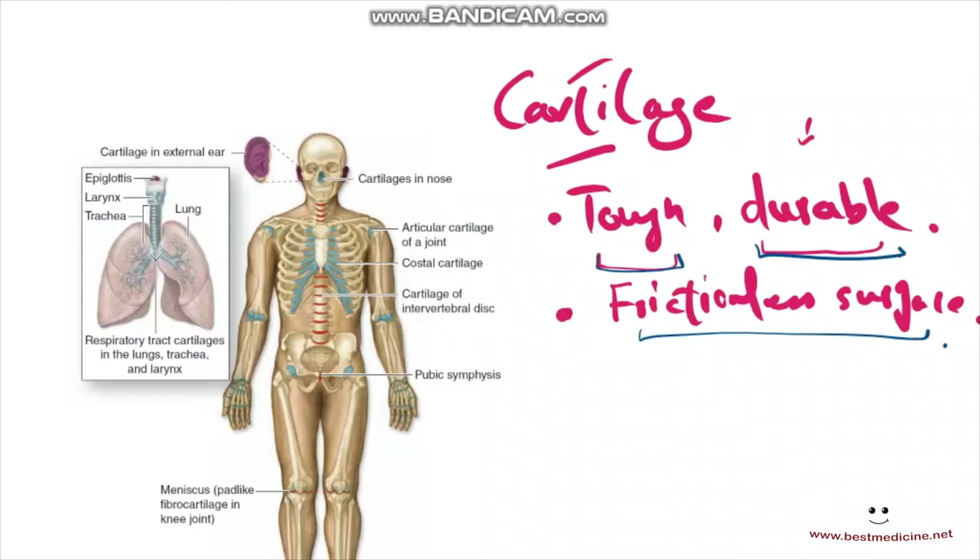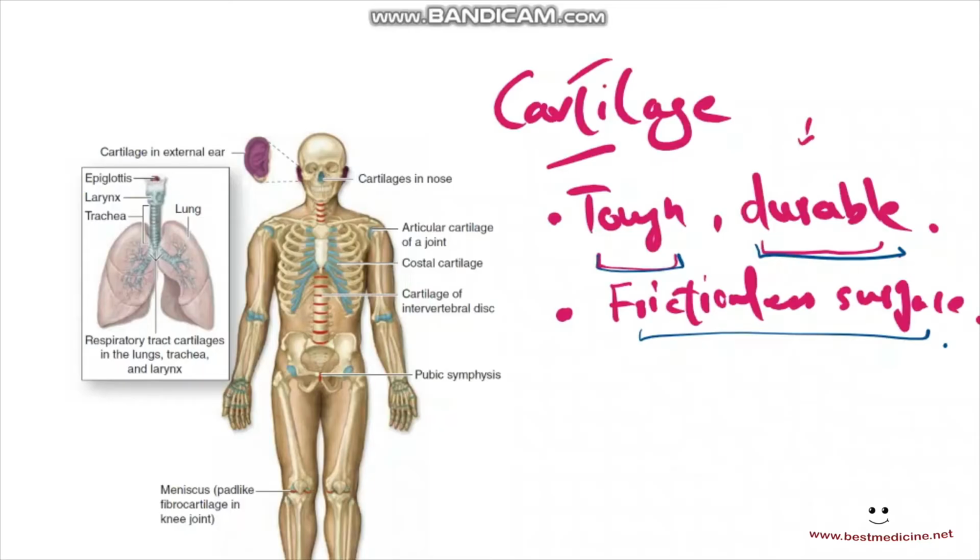So the functions that it performs would obviously be related to these characteristics. If it has a frictionless surface, then it is found in articulating joints to help reduce the friction between moving joints, sliding joints, right? Similarly, if it's tough and durable, then it can be used for shock absorption, or shaping different body structures, right? Another use of cartilage is to serve in bone formation. We will study that later.